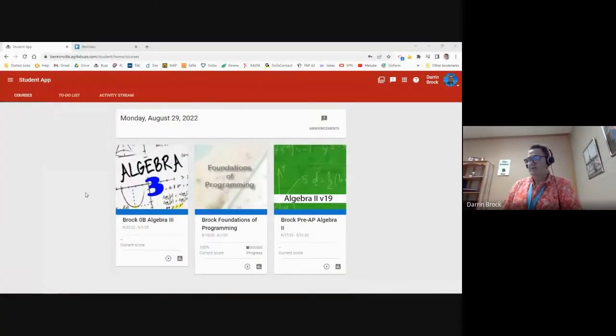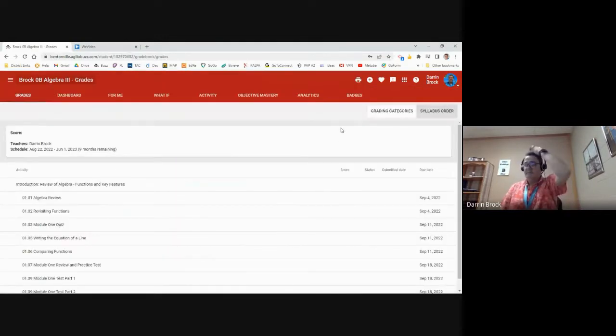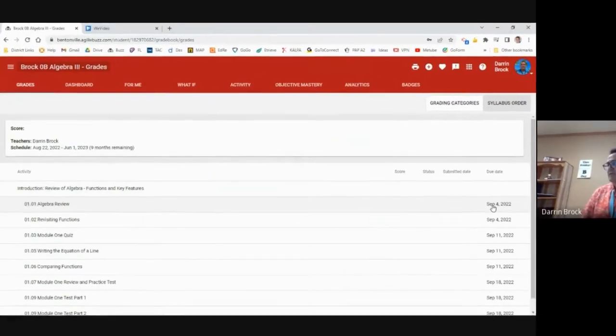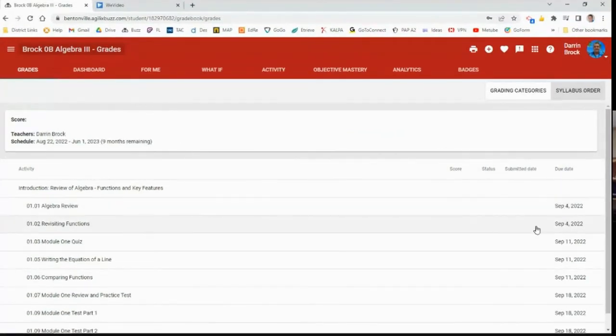So looking at Buzz, Algebra 3. If we go to our grade screen, we see Algebra review is due this week. It's lesson 1, Algebra review, and also lesson 2, revisiting functions. Those are both due this Sunday. So we're going to hit both of those in our review this morning. Let me switch to my other camera and let's get started on that.